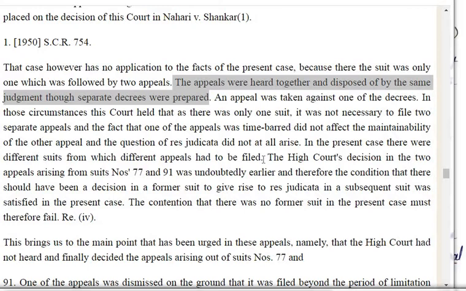So that is the difference in the facts. In Nahari versus Shankar there was a single suit, but here there are many suits. Different appeals had to be filed.